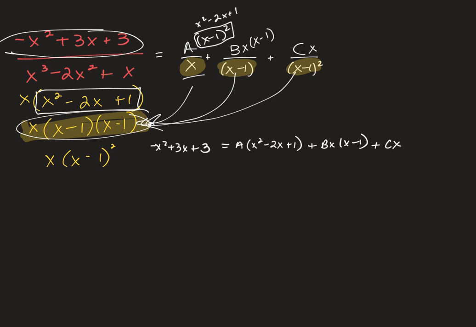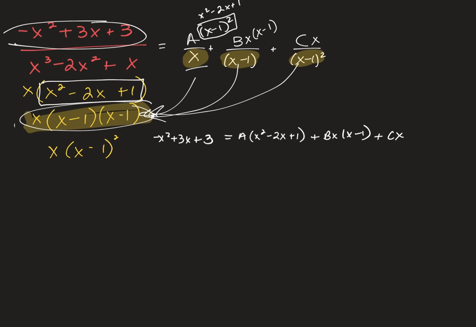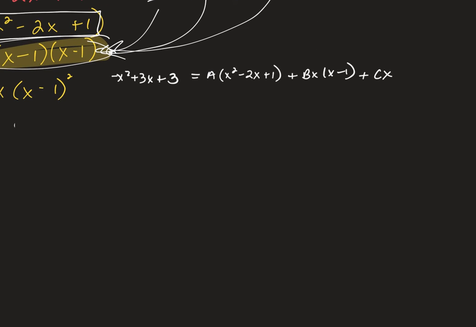Now the process of plugging in, like what would make that 0, doesn't work anymore, because if I did 1, it would always cancel out a and b. I'd never be able to solve for a or b. So this is why we do this different. We're going to distribute the a. We're going to distribute the bx. So negative x squared plus 3x plus 3.